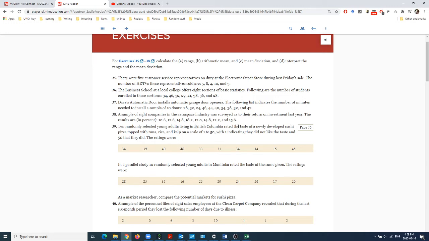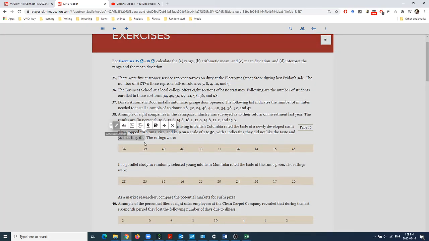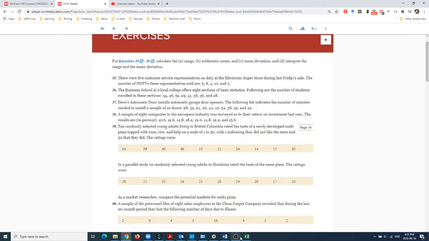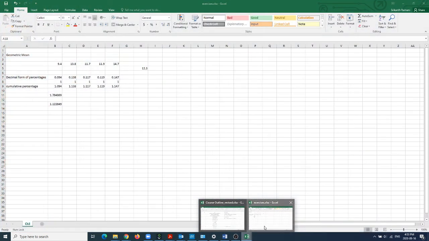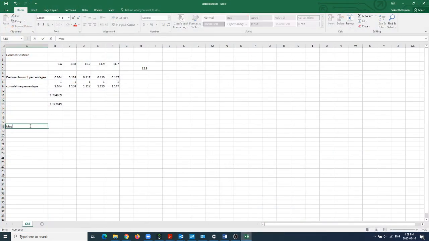The taste of the newly developed sushi pizza with tuna, rice, and kelp is rated on a scale of 1 to 50, where 1 means they did not like the taste and 50 means they really love the taste. They were asked for this rating, and these were the 10 ratings. Let's enter them in our spreadsheet and calculate the mean deviation, or mean absolute deviation.